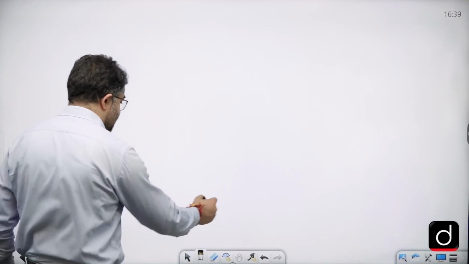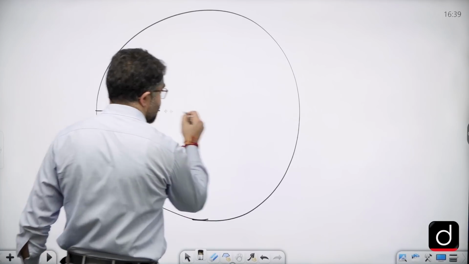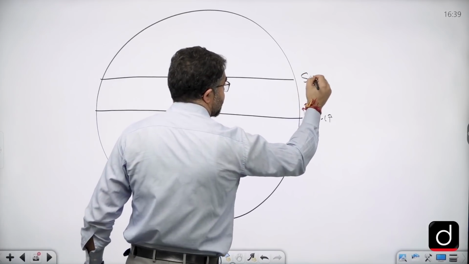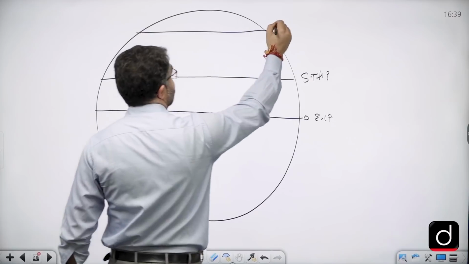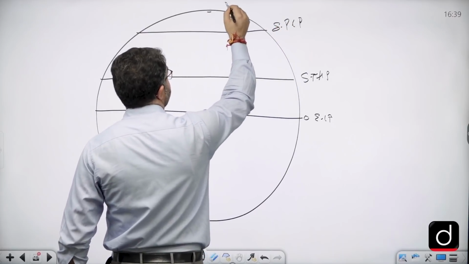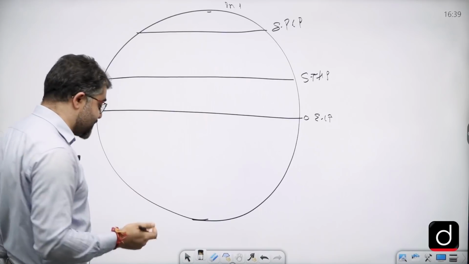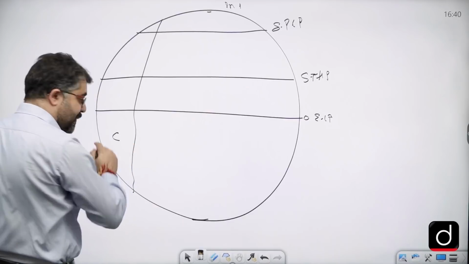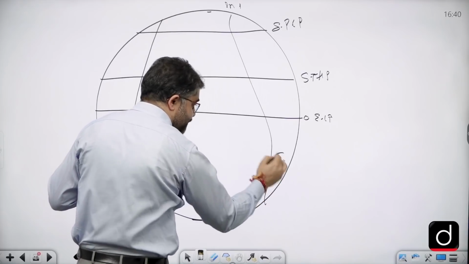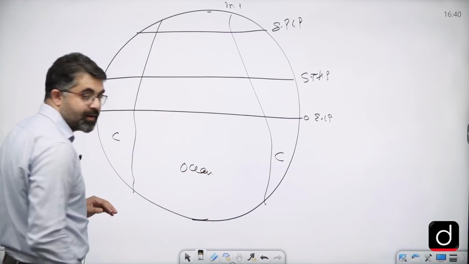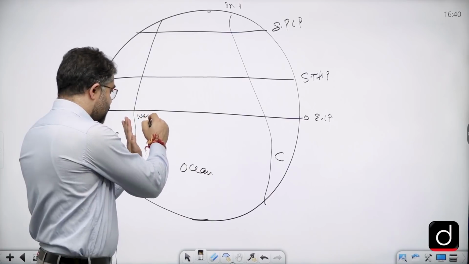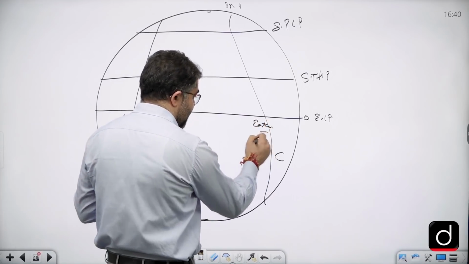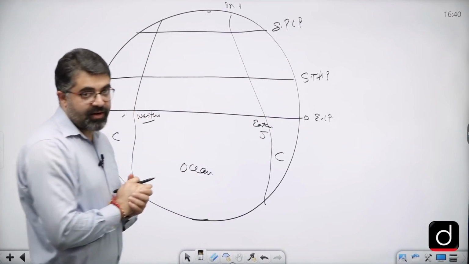For that, let's see the movement of trade winds and westerlies. Suppose this is the equator. We have the equatorial low pressure here, the subtropical high pressure here, and then the subpolar low pressure at 60 degrees. This is the polar high. I'm just drawing it for the northern hemisphere; the southern hemisphere you can understand. Now suppose this is a continent, this is another continent, and in between is the ocean. The western section of the ocean also means the eastern section of the continent, and the eastern section of the ocean means the western section of the continent.